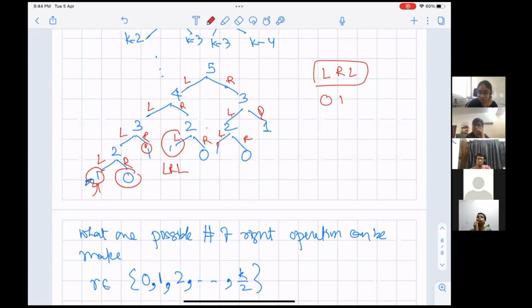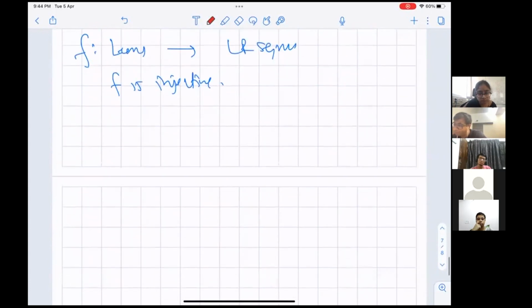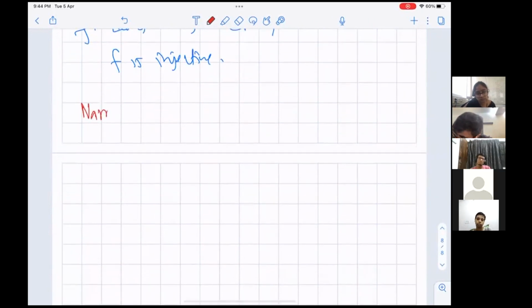Now that we all have understood this, excellent. Now I have given names. So what are names? Names are elements of {L,R}*. Names are strings over the two-letter alphabet L and R. Now let's classify these names based on how many R's they use.